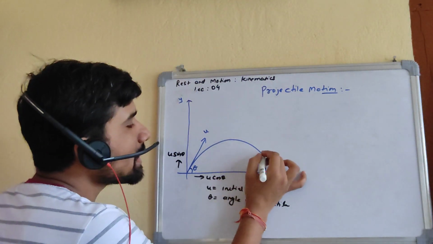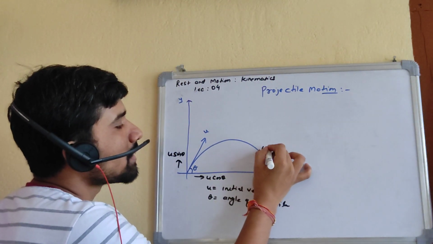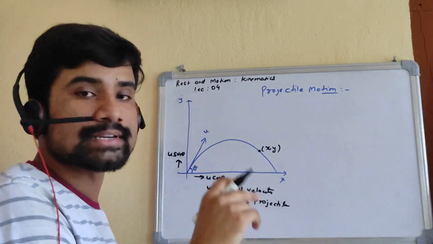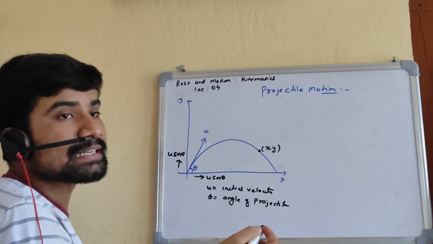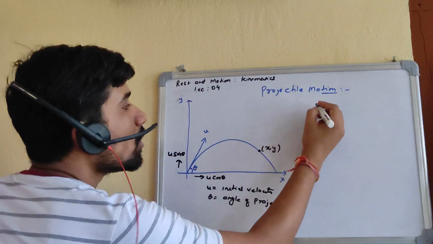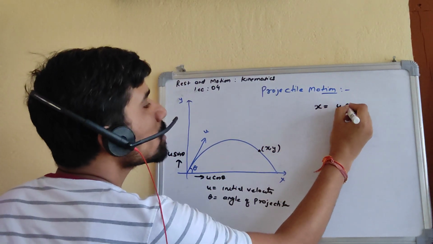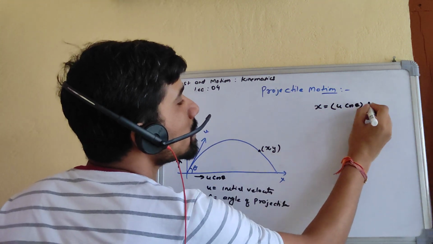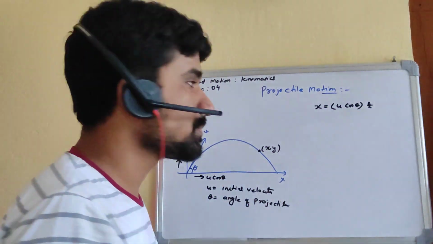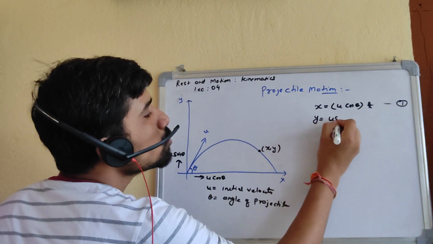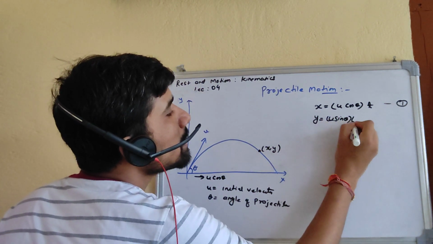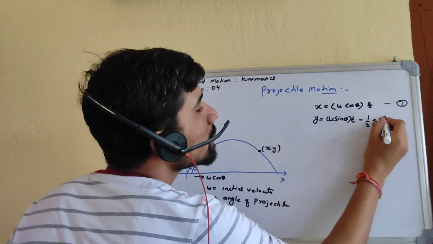Now if I take any point on this trajectory, let's say (x, y) is my point. x is the displacement along x, y is the displacement along y. If t is the time to reach this point, what will be x? x will be nothing but u cos theta into t. Distance equals speed into time, there is no acceleration. This is, let's say, equation 1. And what about y? y is u sin theta t minus half g t square.